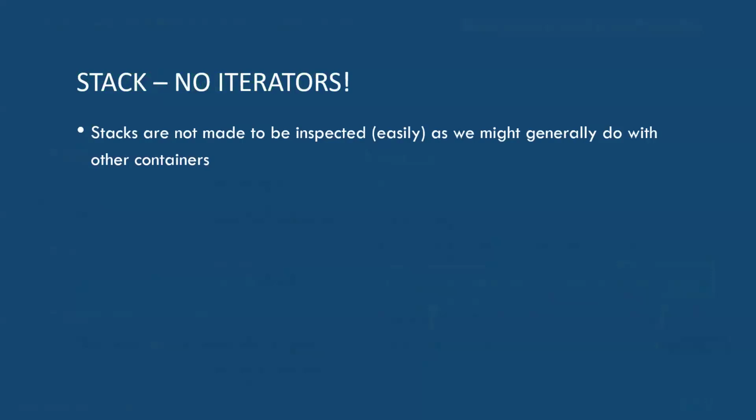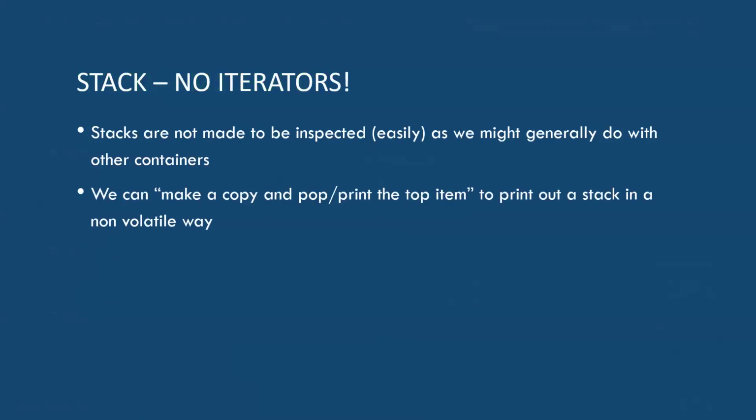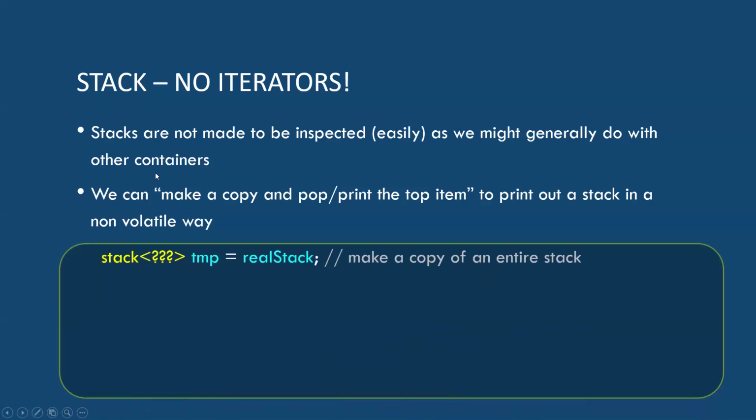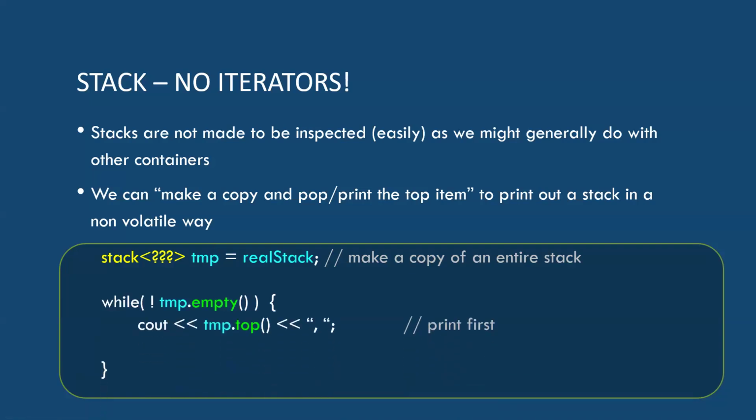Now, stacks do not have iterators, so the iterators have been removed. And so again, we cannot print out a stack unless we make a copy of the stack and then destroy it. So here's how we would have to make a copy: say stack of some type TMP, and then while TMP is not empty, print out the top and pop it. Okay, so we have to literally destroy it in order to print it. So we need to make a copy of it first and then we can kind of iterate through it and see what's inside.